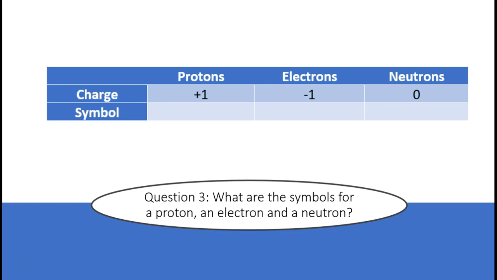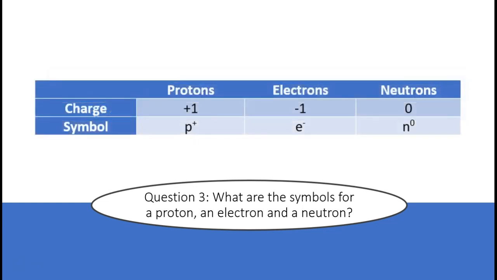Question 3. What are the symbols for a proton, an electron, and a neutron? And the answers are the following. Protons have a p plus for their symbol. P is the first letter of proton, lowercase, and the plus represents the charge. The electron, the first letter is an e, make sure that's lowercase, and we have a charge of -1, so we just take that minus and plop it there. Then you have the neutrons, the first letter is an n, so we make sure that's lowercase and the charge is 0.